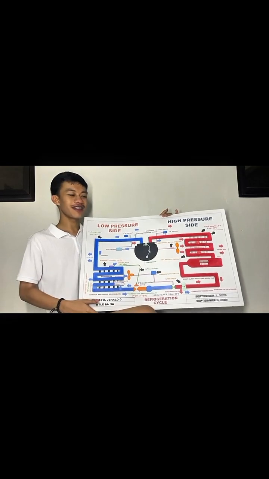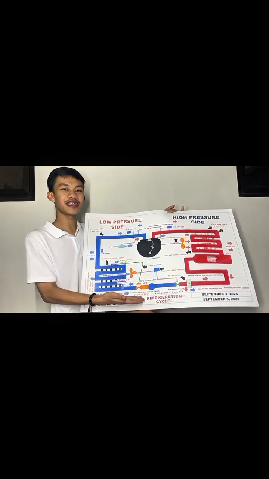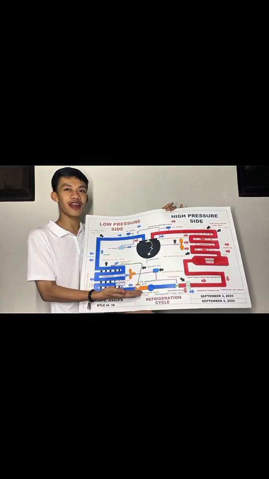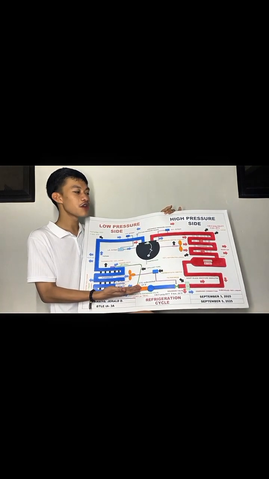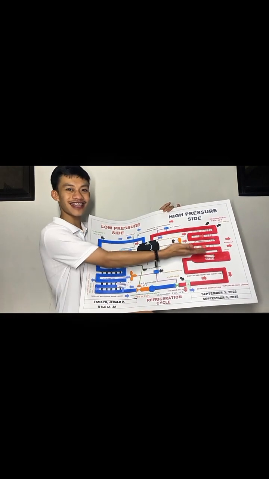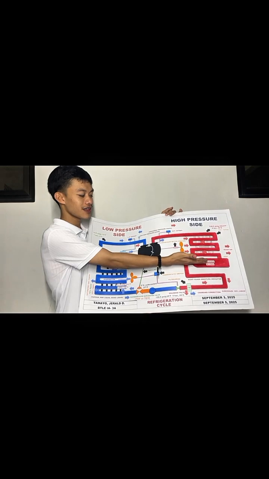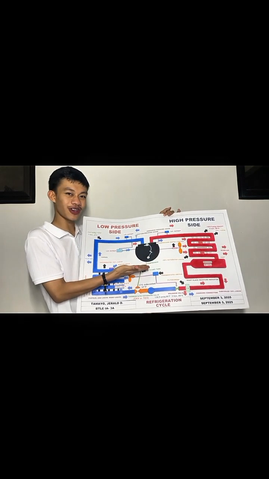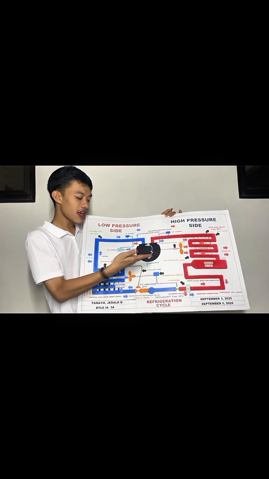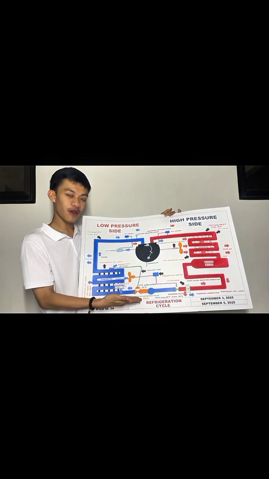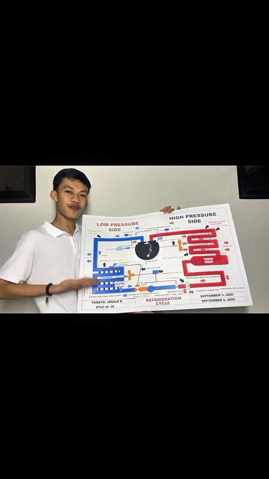Good day everyone! This is the refrigeration cycle. So we have four major parts of the refrigeration cycle. First is the condenser. Next is the compressor. Next is the thermostatic expansion valve. And lastly, the evaporator.